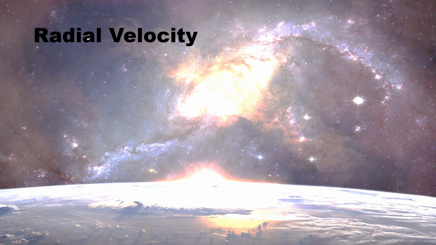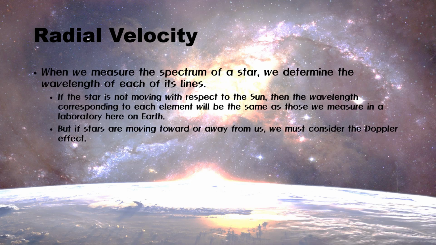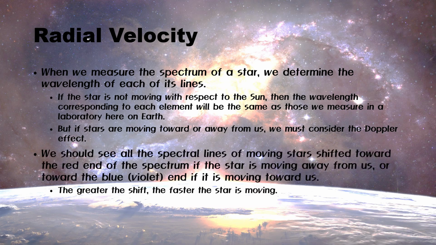The next piece to really look at as we start understanding about the sun is radial velocity. So when we are measuring a star, or particularly the spectrum of said star, we can determine the wavelength of each of its lines. If the star is not moving with respect to the sun, then the wavelength corresponding to each element will be the same as those we measure in the lab here on Earth. But if stars are moving toward or away from us, we actually have to consider the Doppler effect and how it might be shifting things.